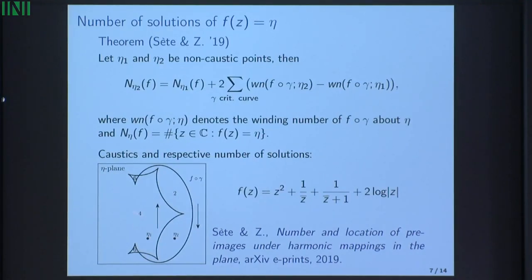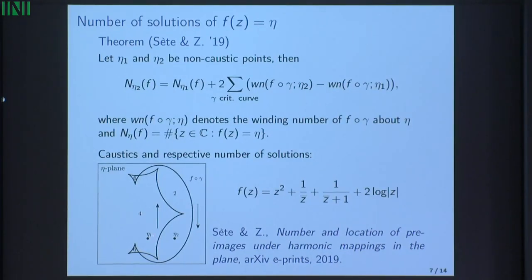So I have here a figure to explain it. We see the eta plane where all our etas are located, and we have a single caustic. Here is a function f, which doesn't matter. We also see the numbers 2, 4, and 6, and they indicate how many solutions our equation f of z is equal to eta has with an eta from the respective region. With an eta here, I have 2 solutions. With an eta here, I also have 2 solutions. Here, 4, and so on.